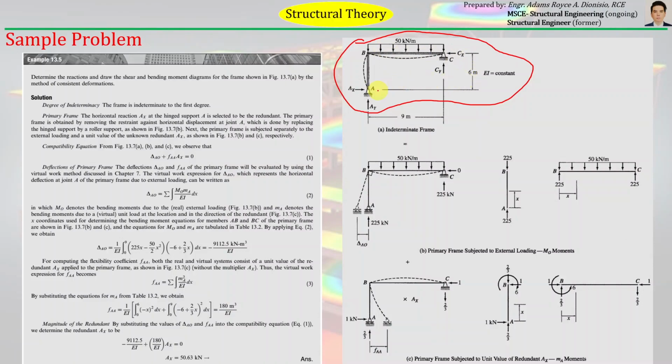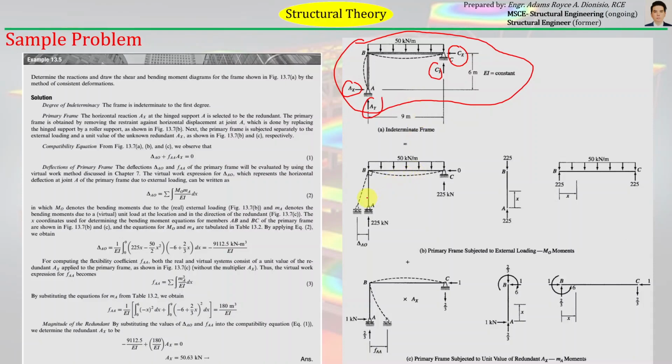You just have to take note of the degree of indeterminacy. For this case, we have four unknowns, so the degree of indeterminacy is 1. So we have to choose one unknown, or one redundant. We just have to choose one unknown to be our redundant.